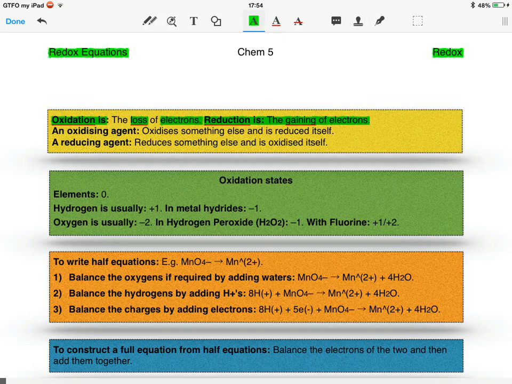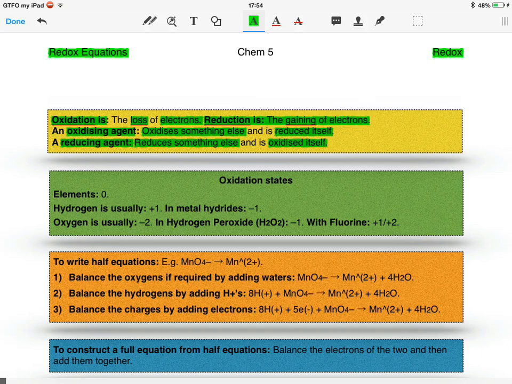OIL RIG. An oxidizing agent oxidizes something else, and for that to happen it must be reduced itself. Similarly, a reducing agent reduces something else, so it must be oxidized itself.